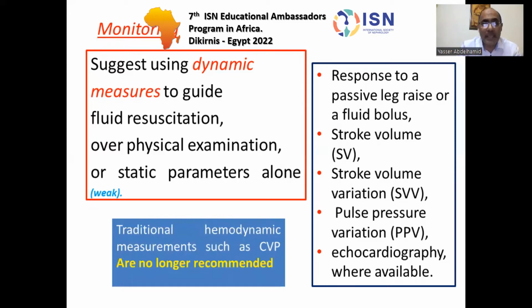No more space now for static parameters, including CVP measurements alone. CVP measurement alone has no place nowadays. Most of our patients having COPD, ascites, tricuspid regurgitation, all of these patients have false readings of high CVP, and you cannot judge what this CVP means in case of these abnormalities. So please don't depend on a single measurement of CVP in assessment of your patient.